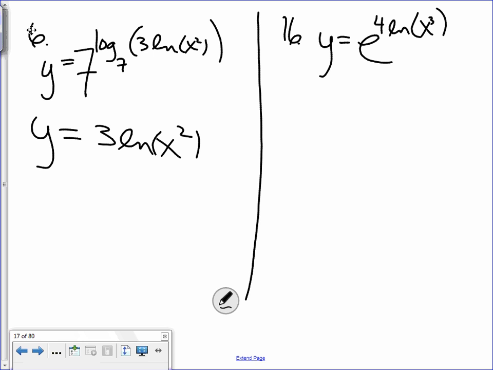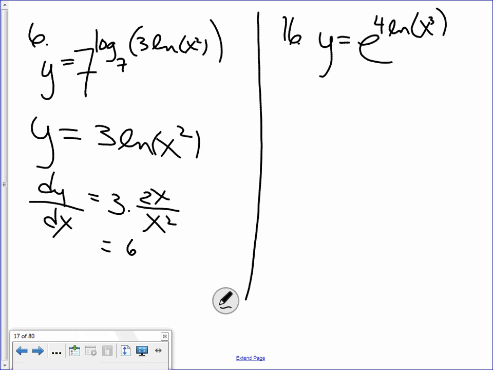So if you did it this way and you got your derivative, 3 is a constant multiplier. And what's the derivative of ln of x squared? 2x over x squared. So you get 6x over x squared, or 6 over x. That's easier. If you simplify afterwards, it is going to equal that.